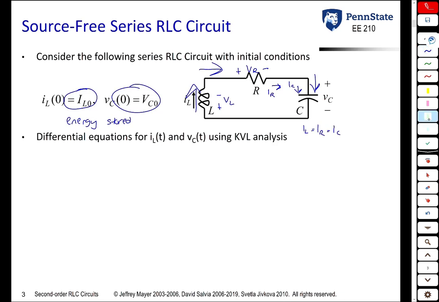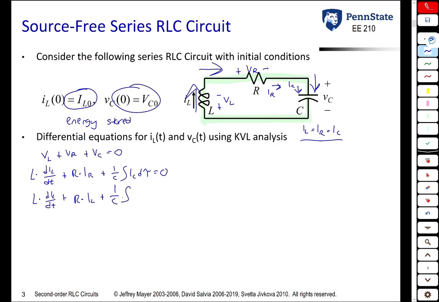Let's do KVL analysis to see if we can come up with our equations. Starting at this point here, let's sum voltage drop plus voltage drop plus voltage drop equals 0 and see what we get. We get VL plus VR plus VC is equal to 0. The voltage across the inductor can be written as L times the derivative of the current through the inductor. The voltage across the resistor, of course, is R times the current through the resistor. And the voltage across the capacitor is 1 over C times the integral of the current through the capacitor. Now, because IL equals IR equals IC, we could rewrite this as L times dIL/dt plus R times IL plus 1 over C times the integral of IL d tau is equal to 0.